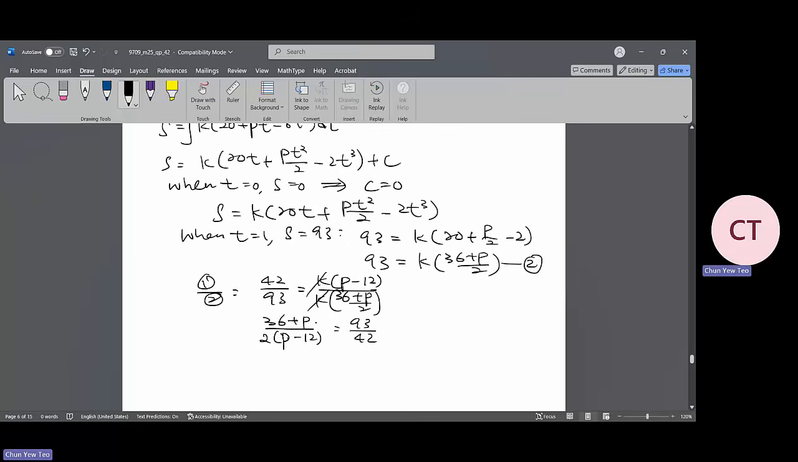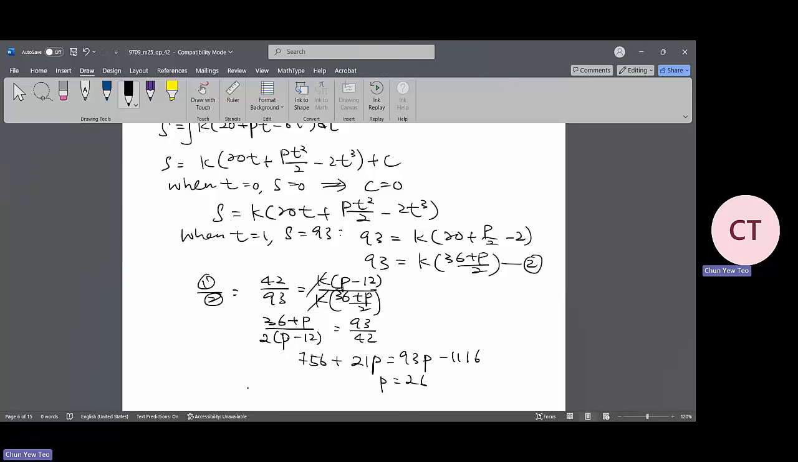So simplify it again. Cross multiplication, actually just do cross multiplication. You get 756 plus the 42p is equal to the 93p minus the 1116. Sorry, typing error, I wrote wrongly. It's 21p, not 42p. I pressed the calculator wrongly. So this one is 756 plus 21p is equal to the 93p minus 1116. Okay, simplify it, you will get p is equal to 26.